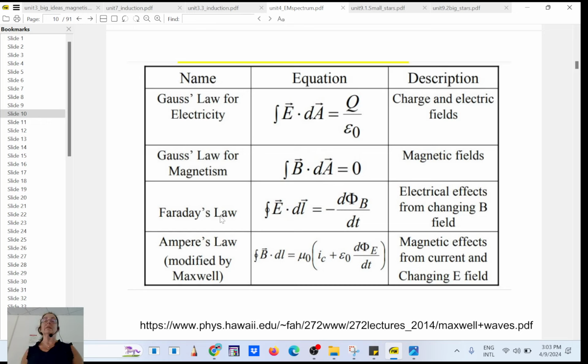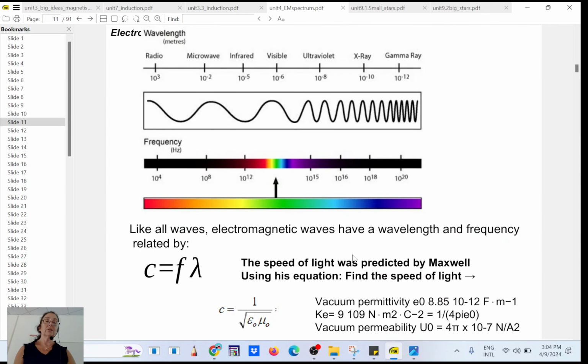This one is Faraday's law. It says if there is a changing magnetic field, it will induce an electric field, or it will induce an EMF if there is a conductor. And this one says Ampere's law. It says that if a current is flowing in the wire, you're going to have a magnetic field circulating around. And it also says that a changing electric field can produce a changing magnetic field. So this is vector calculus, so you don't have to worry about it.